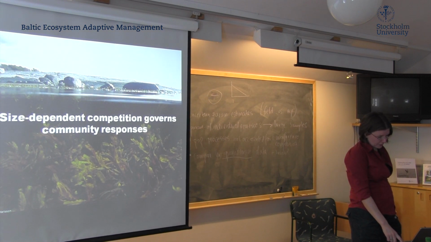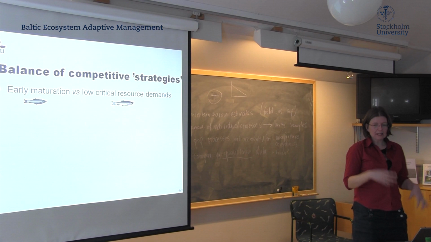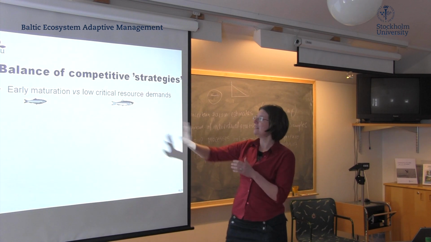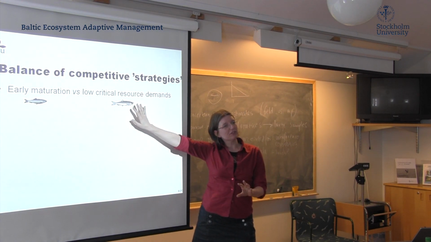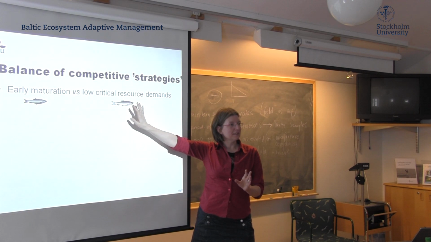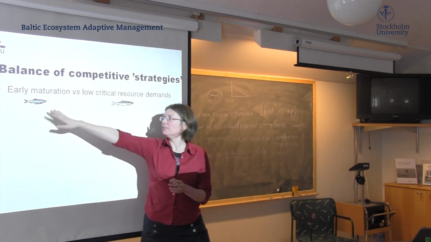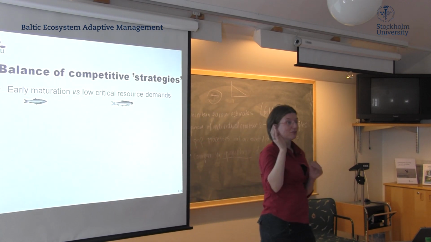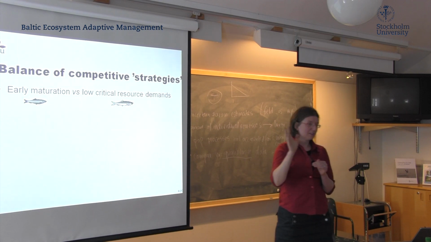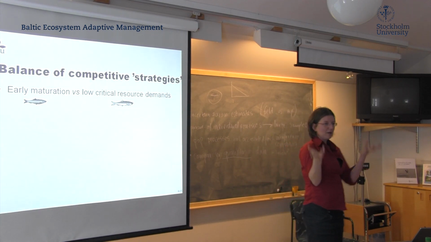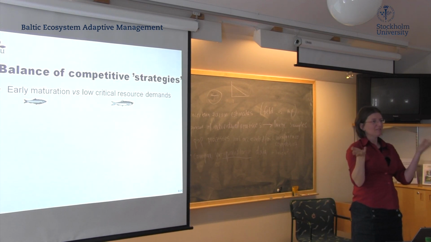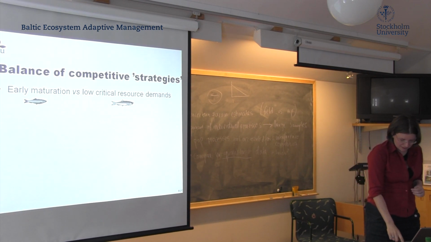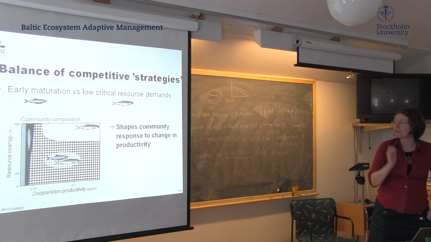So that's an example first. In this system, we basically have two competitive strategies. Either we have herring, which can sustain on lower resources than sprat for the same body size. But sprat has another advantage which herring doesn't have. It matures earlier. It only has to grow to 9 centimeters, and then they can start reproducing, whereas the herring has to be 15 centimeters. So can we find a balance in this system? Well, in the Baltic Sea we have both sprat and herring, so I guess you will figure out that the answer is yes. The question is how that changes with a changing environment.